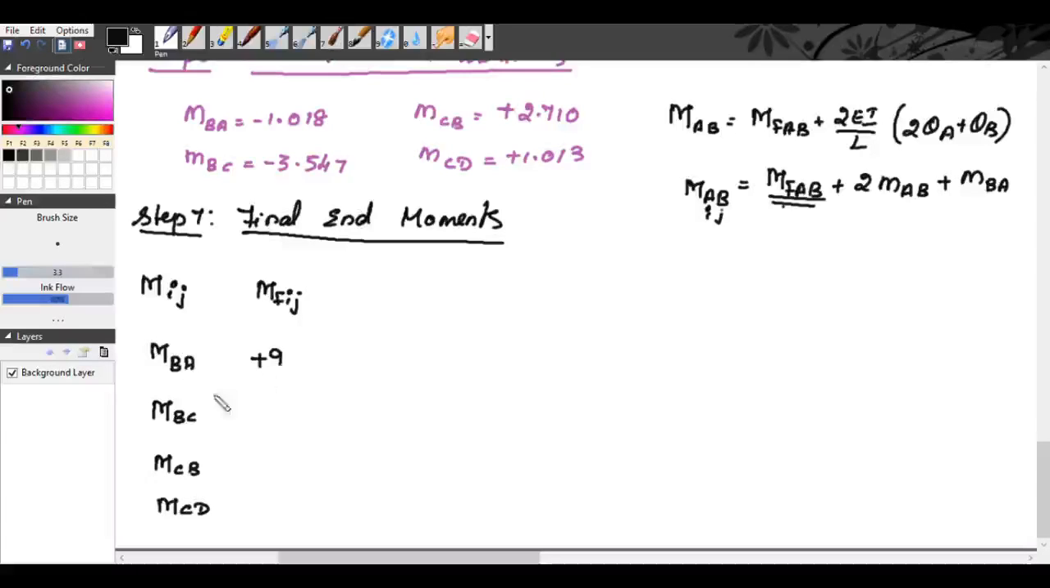Now here I is B, J is C. It is nothing but the fixed end moment MFBC, equal to minus 2.4 kilonewton meter. MFCB, here I is C, J is B, is equal to plus 3.6 kilonewton meter, and MFCD is equal to minus 7.5 kilonewton meter. These we obtained from our first step, the fixed end moments, where I is C and J is D.